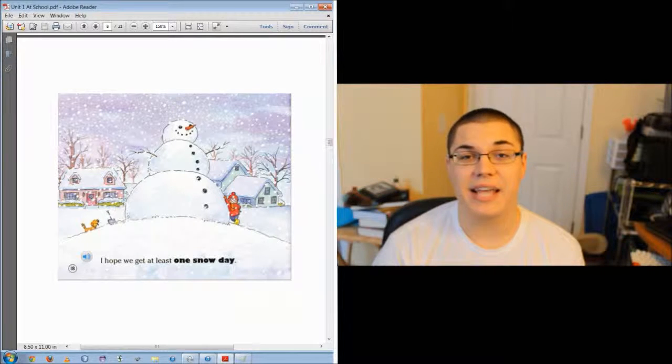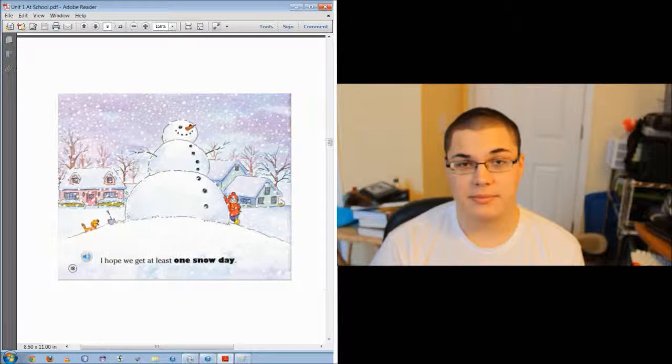When does this scene take place? Well, it's snowing and it's very cold looking. Well, when does it snow? Very good. Winter time. This scene takes place in the winter. Very good. Now, what does the student wish for? We can see the snow, we can see what they're doing, and we can also read the passage. The student wishes for just at least one snow day. Very good. On to the next picture.